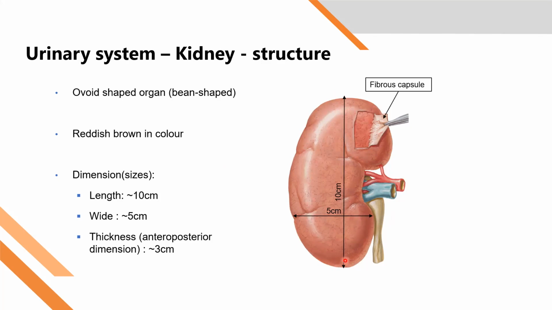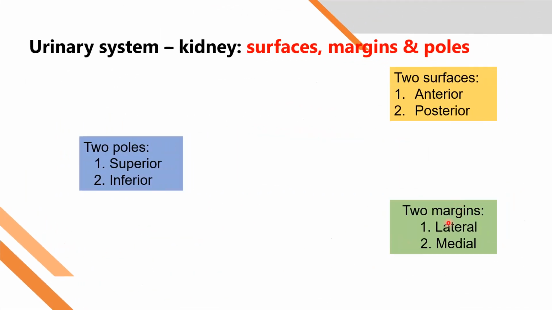This is the kidney. This can be the left or right kidney. This is the hilum of the kidney, and you can see this is the fibrous capsule, a very tough capsule that covers the kidney.